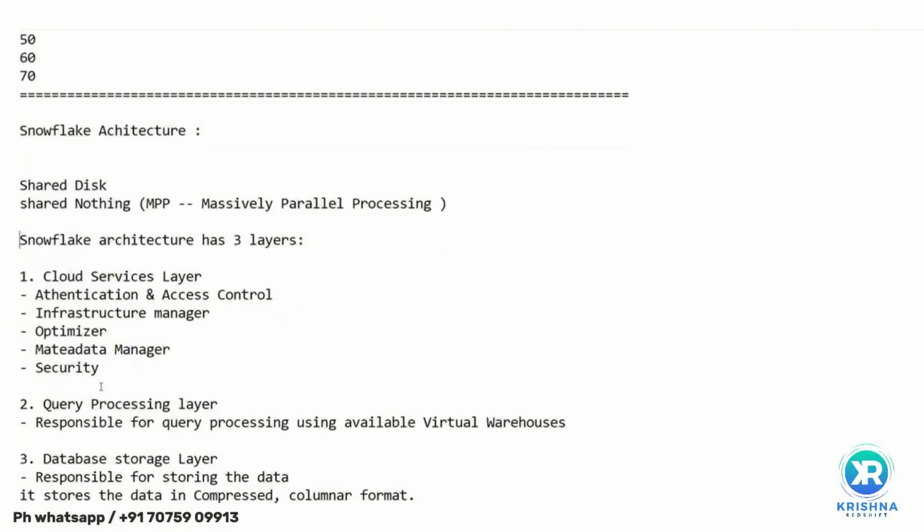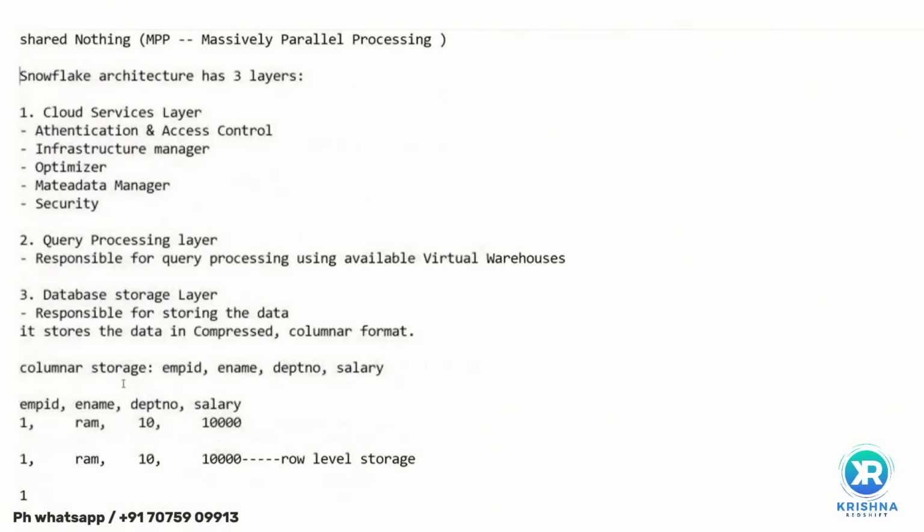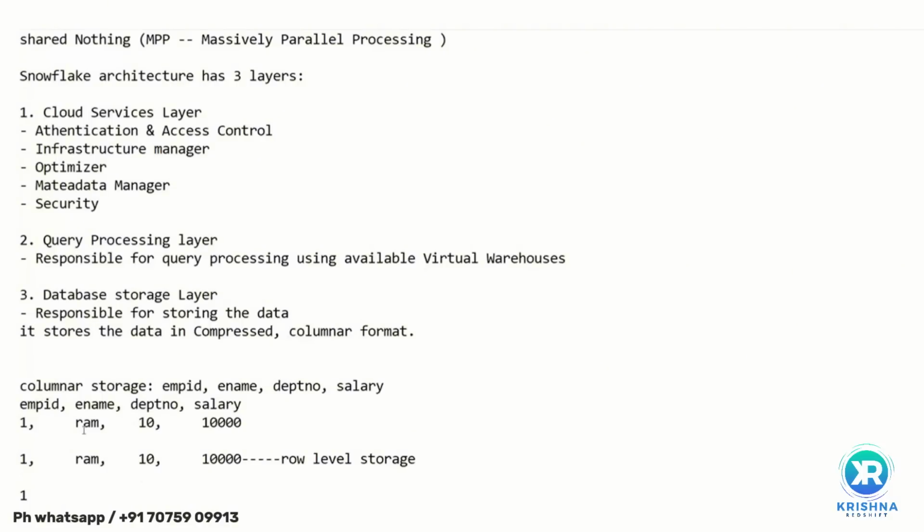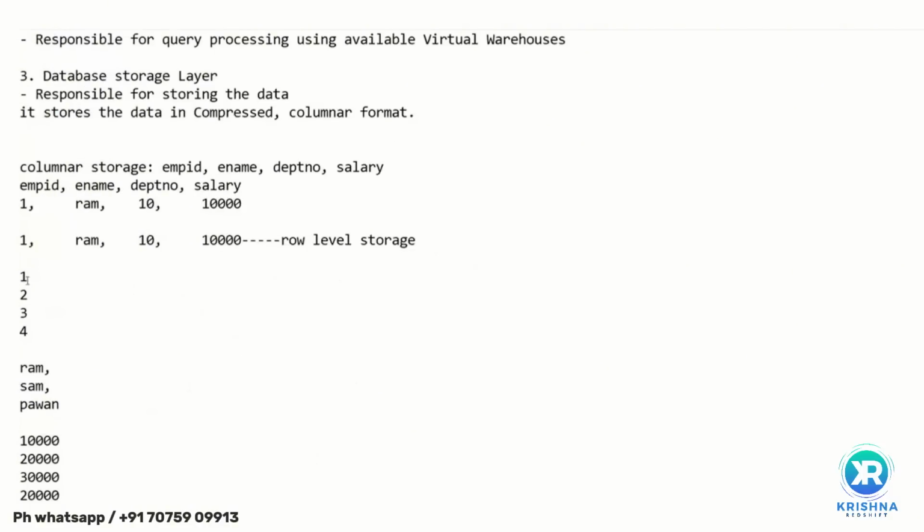In Snowflake architecture, you need to know about these 3 layers: cloud services layer, query processing layer, database storage layer. That's it. Once you explain this, this is the initial question. While explaining the database storage layer, we have to touch on compressed format and columnar format. In the end, you have to touch on row level storage and columnar storage. These are the terms we have to talk about while explaining to the interviewer. Then he will know that yes, he is a solid candidate. He knows all the technical terms.